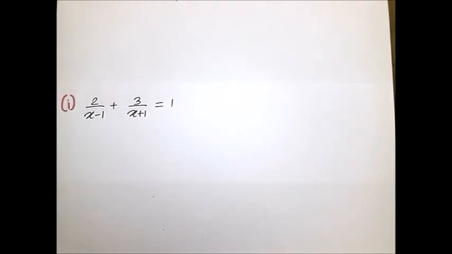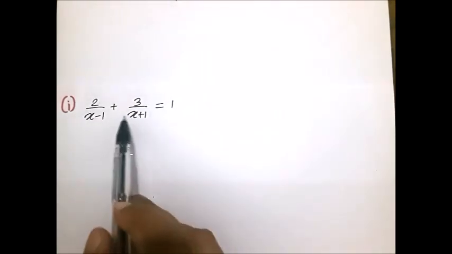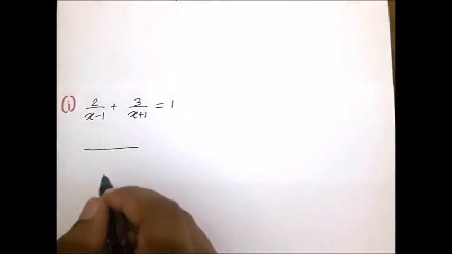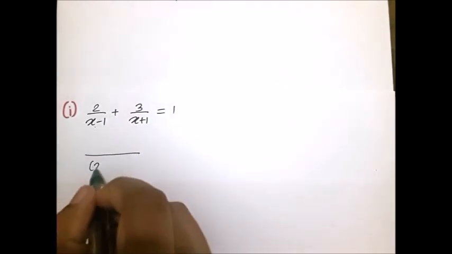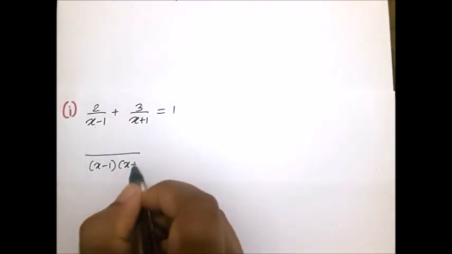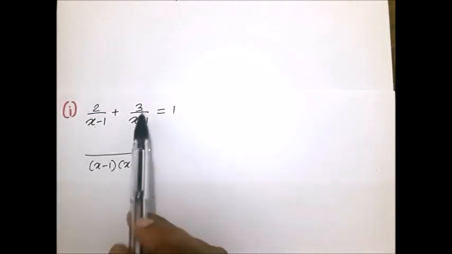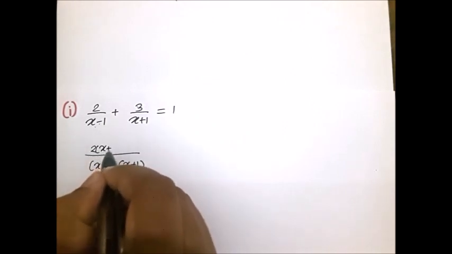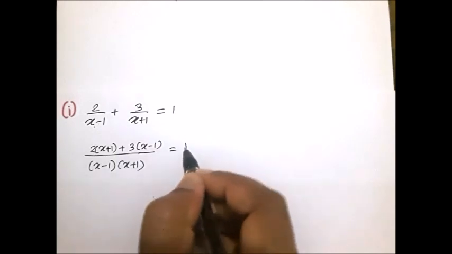Let's start part I. Again two algebraic fractions. First you have to add these two fractions and obtain a single fraction. So take the common denominator. It is equal to x minus 1 multiplied by x plus 1. So multiply 2 by x plus 1, then multiply 3 by x minus 1. Then right hand side is 1.